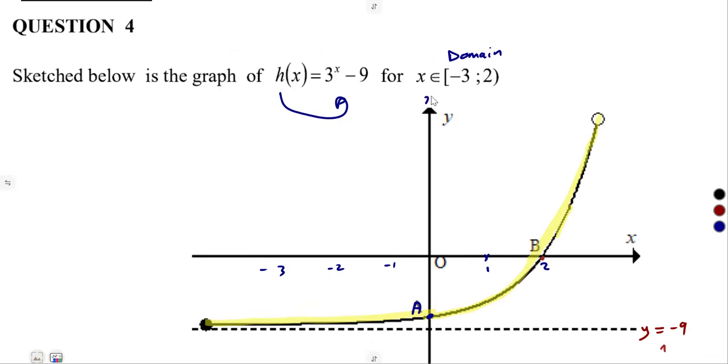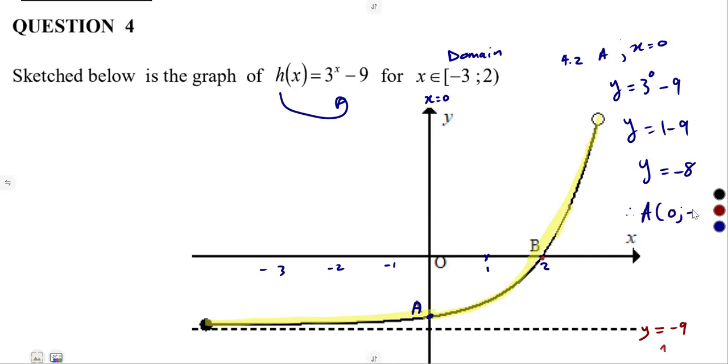So the y-intercept, we understand x is equal to 0 on the line that you're given. The y-axis as a line, x is always equal to 0 there, so we can take advantage of that. So that's our 4.2 at A. x is equal to 0 as it is the y-intercept. So y is equal to, in place of x, just put a 0 there. That was going to be 1 minus 9, which is -8. So therefore the point A is (0; -8). As a point, x is 0, remember, y is -8.